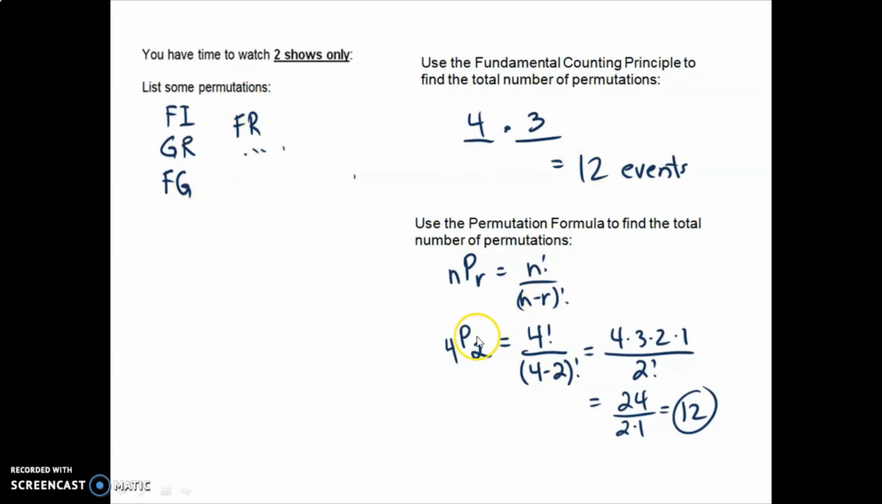Using the formula, now we have 4 shows to choose from, and we are choosing 2. So 4 factorial, the number we have to choose from, then subtract those 2 numbers, and that goes in the denominator. 4 factorial, again, multiply those. 4 minus 2 is 2 factorial, so it's 24 over 2, 12. So now there are 12 possibilities if you're to watch only 2 shows.